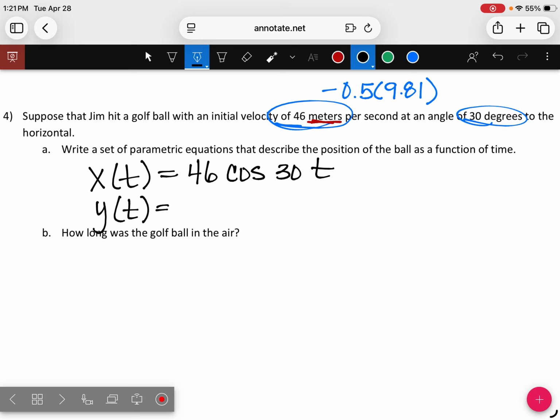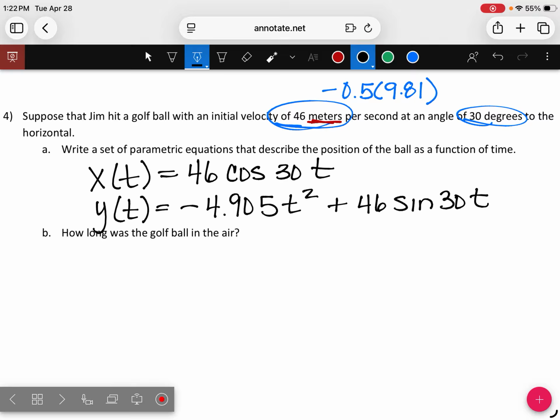Yep, so we've got to start this one with a negative 4.905 t squared plus 46 sine 30 t. And again, we're going to assume that when he hit the ball, it was on the ground. So my initial height is 0.